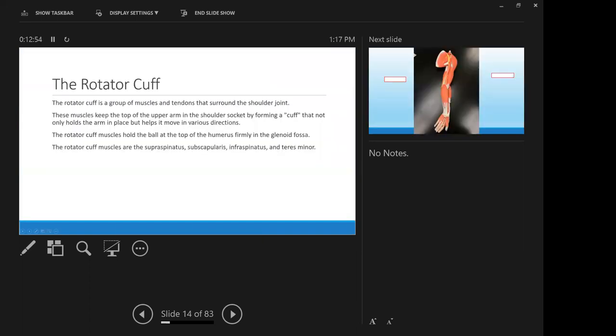So the rotator cuff muscles, there are four of them. They come together at the head of the humerus, and they form a cuff that holds the humerus against the glenoid cavity. Now remember, the glenoid cavity is flat. It's not like the acetabulum. And so there is no socket, if you will, for the humerus to go into. But because the cuff is so tightly bound to the humerus, it is snugly held into the glenoid cavity.